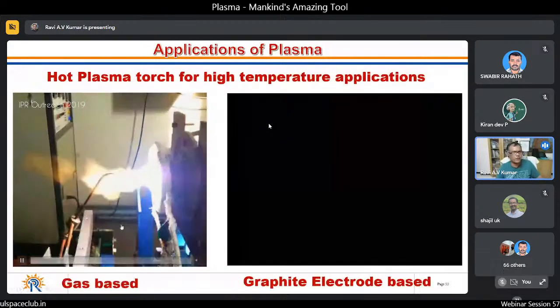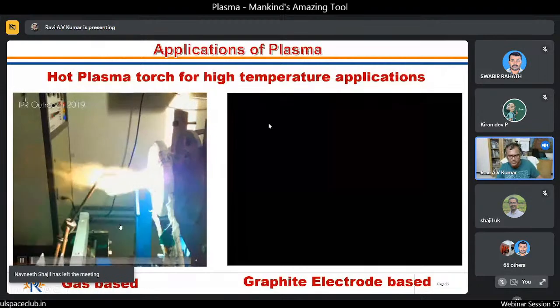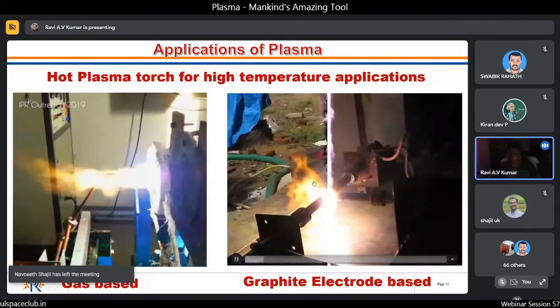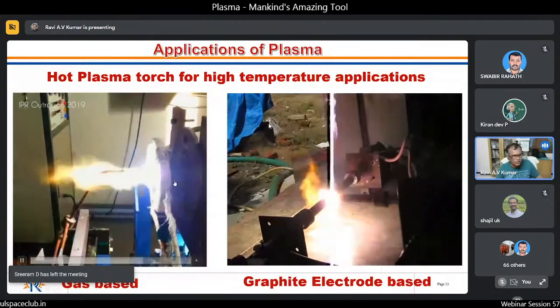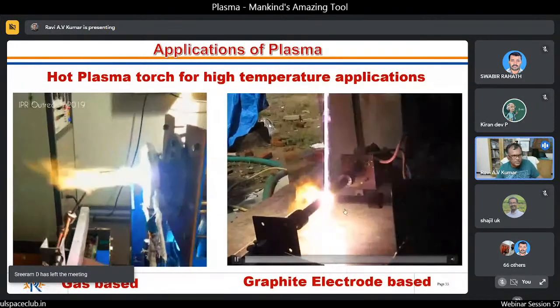And this again, now I'll come to some more hot plasma applications. So these are what are called plasma torches, extremely high temperature. These are gas torches. These are electrode torches.